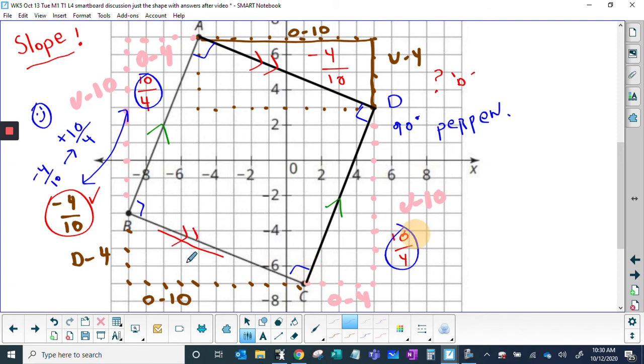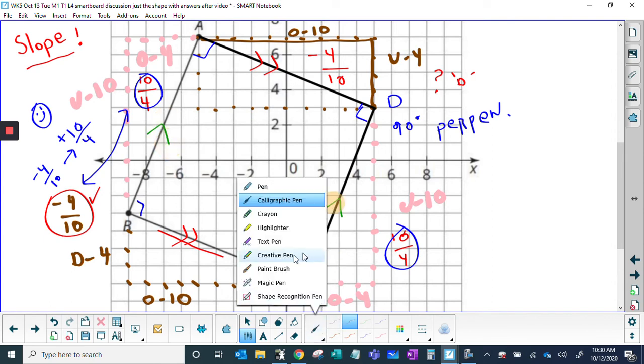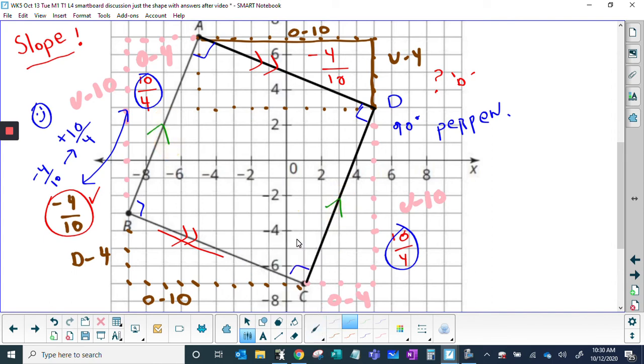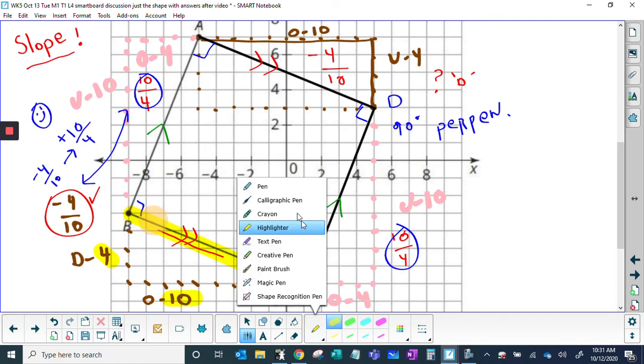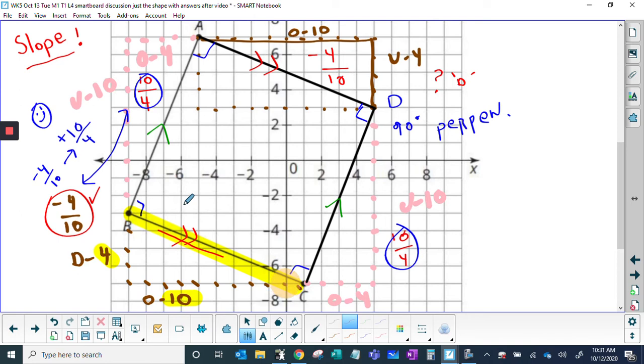Now the learning for this week is going to be distance. How do we use these 2 points, this 10 and the 4, to calculate distance? All right? So that's our learning for the week.